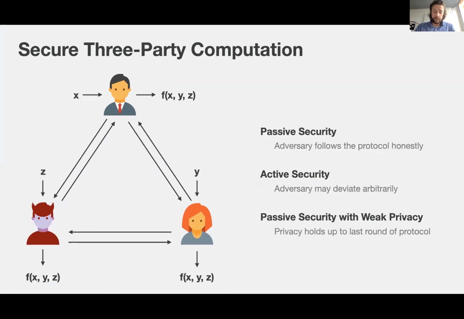And the third class of adversaries that one can consider are so-called passively secure protocols with weak privacy, where the protocol is passively secure. And in addition, if an adversary misbehaves, then in such a multi-round protocol, the privacy of the honest parties' inputs is preserved up to the last round of the protocol. So there are no guarantees on correctness, and there's no guarantee on the privacy of the honest parties' inputs after the last round, but up to the last round, the inputs are hidden.